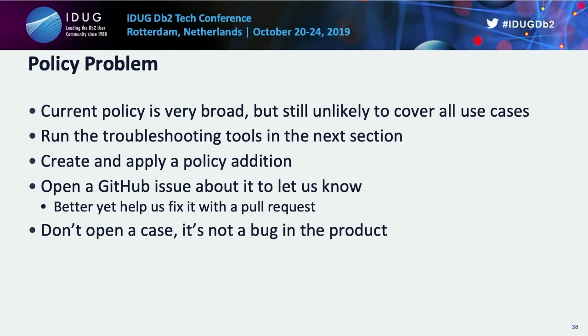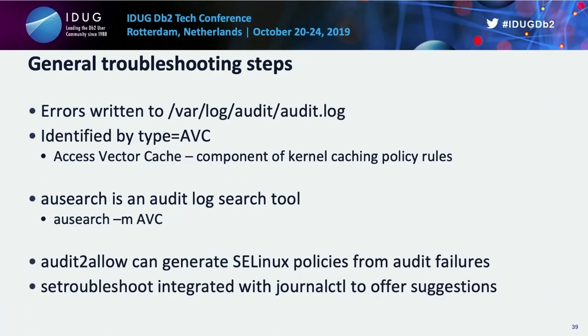Policy problems, like I said, are pretty broad and cover a lot of cases, but they're not necessarily perfect. If you think you have a situation that would help other users, then open a GitHub issue and let us know. Especially if you have a fix for it, right? That's even better. So, general troubleshooting: errors for SELinux are written into the audit log.